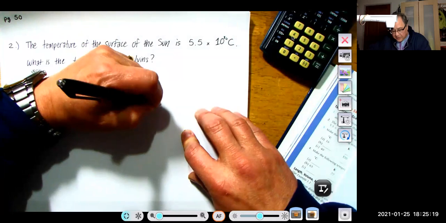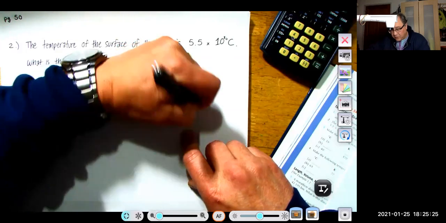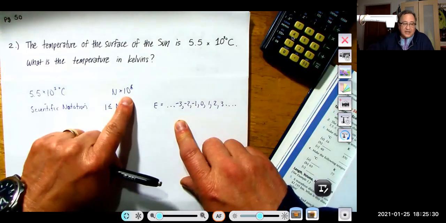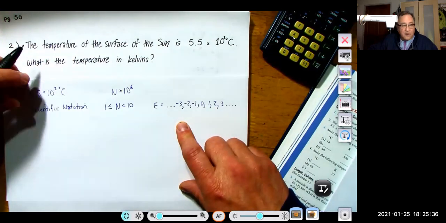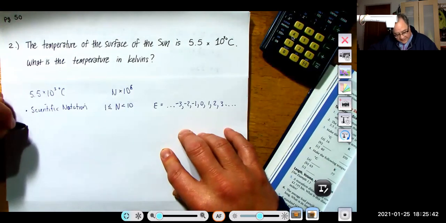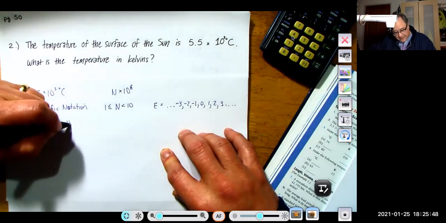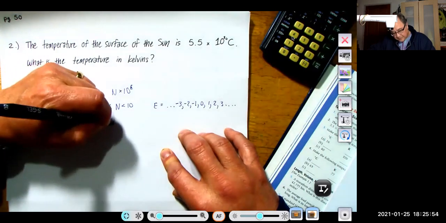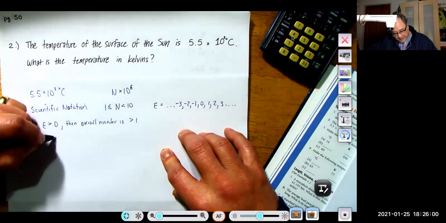E is a whole number. So it can be any number like -3, -2, -1, 0, 1, 2, or 3. We don't want to ever use E as a decimal like 1.5 or 1.6 or 8.2 or a fraction. Whole numbers only. Second thing I want to tell you about this is that if E is greater than 0, then the overall number is greater than 1. And if E is less than 0, that means negative.